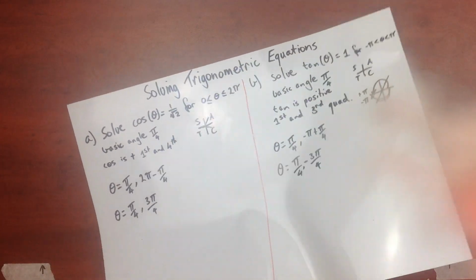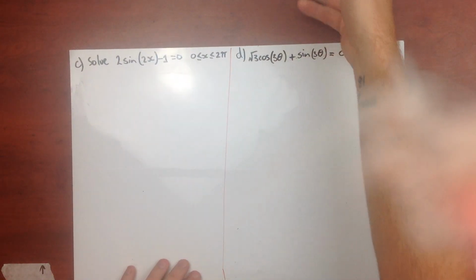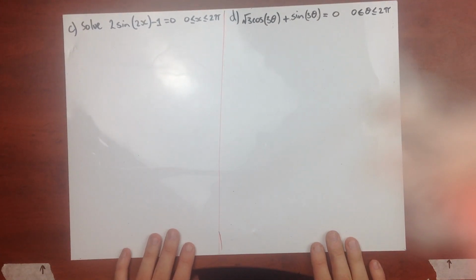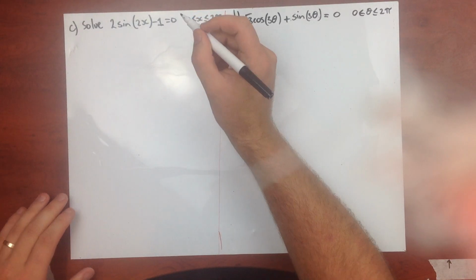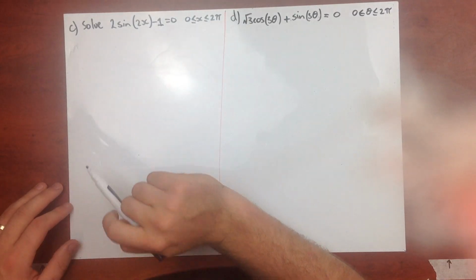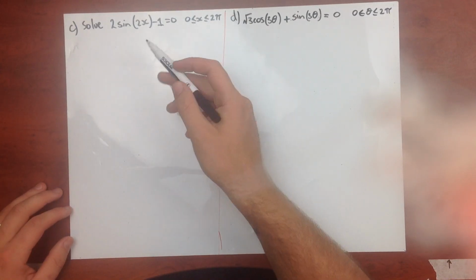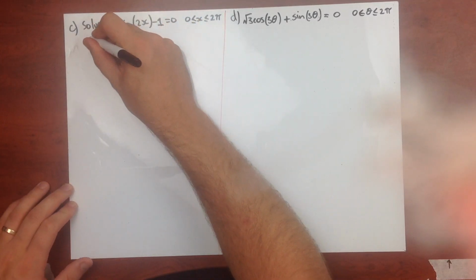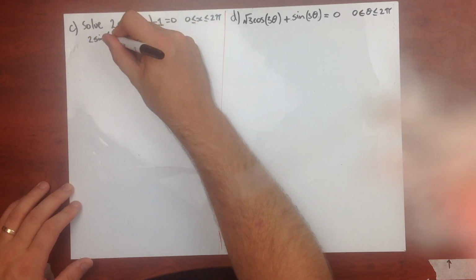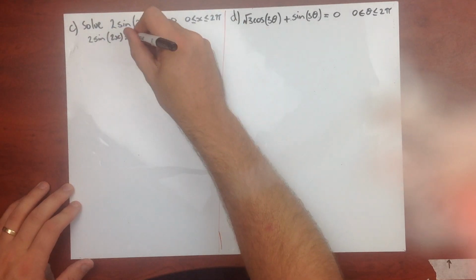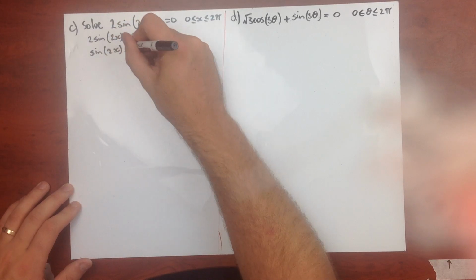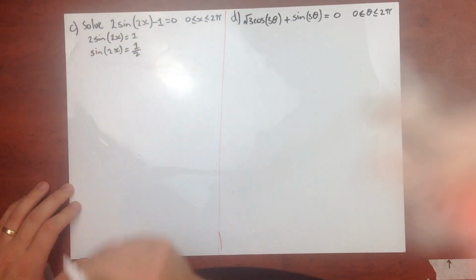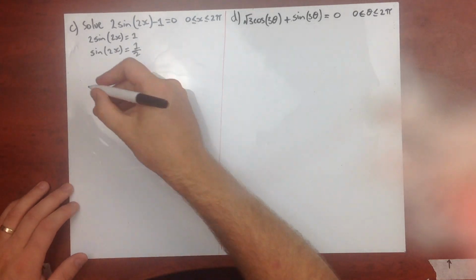Both of those ones are somewhat straightforward. I've got two more here that are a little bit more complicated, and are probably a little bit more likely to be exam style questions. You can see it's looking a little bit more complicated now. We've got 2 sine of 2x take 1 equals 0. The first thing we need to do here, before we find our basic angle, is just rearrange things. So we're going to say that we've got 2 sine of 2x equals 1, and so sine of 2x equals 1 on 2. We've got to get to that stage. Now we still look at our basic angle.